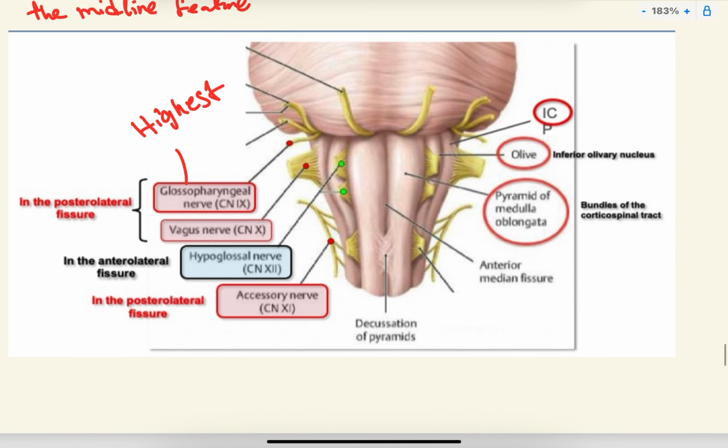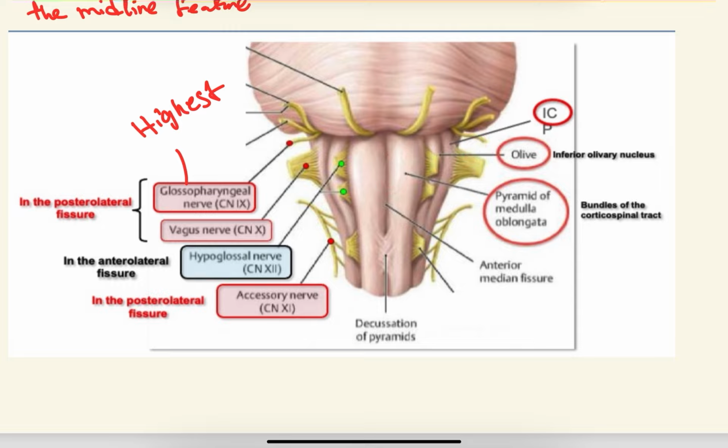now again, revising it in the posterolateral fissure and anterolateral fissure. So in the anterolateral fissure, what did we see? We saw only the hypoglossal, which is 12. Posterolateral, I said I have 3, which is what? The glossopharyngeal, 9, and vagus, and then 11, which is the accessory. Okay, again, we said here anterior median fissure, and then immediate to it is the pyramid, and then the olive, and then the ICP.